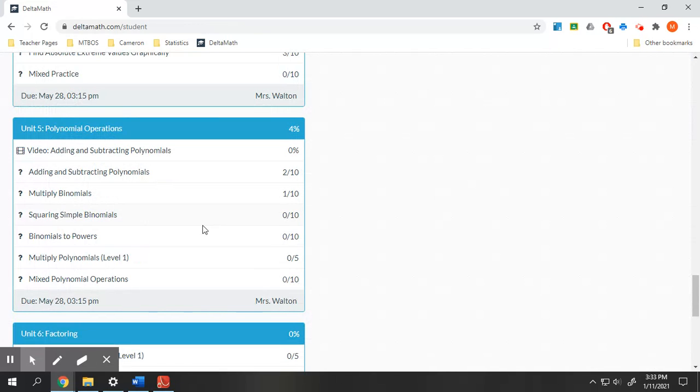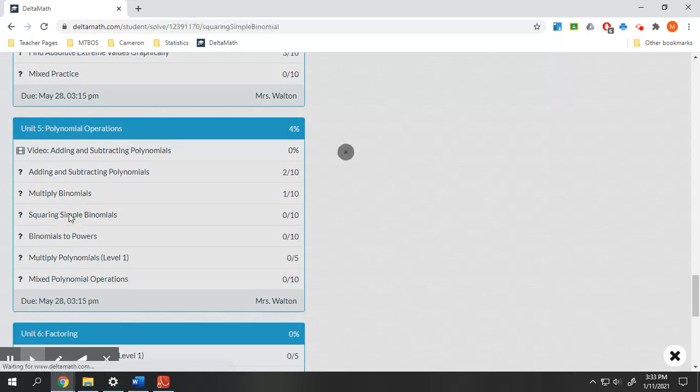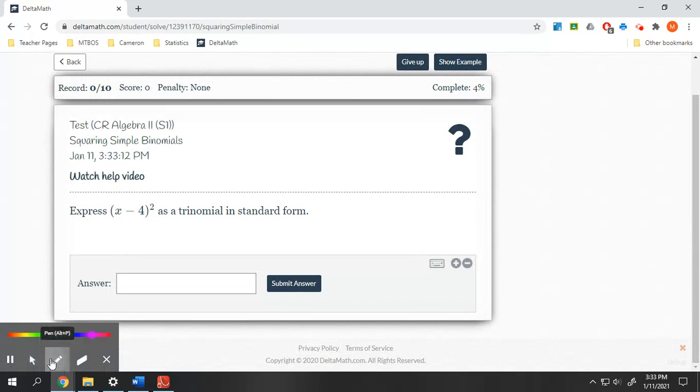Now let's go ahead and go back. The next one is squaring simple binomials. All right, now do not commit the golden sin of multiplying binomials. This is not equal to x squared minus 16. No, you can't just square the x and square the negative 4, or sorry, I guess that's not even right. Please don't do that. Please, please, please don't do that.